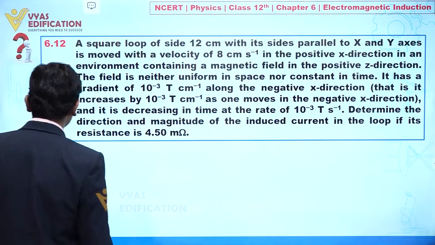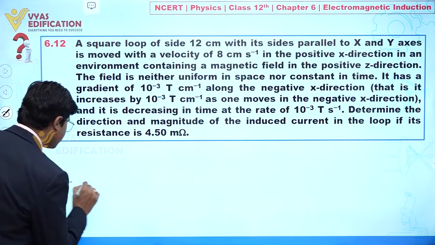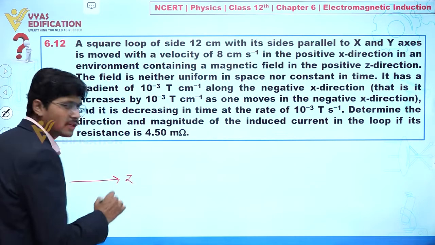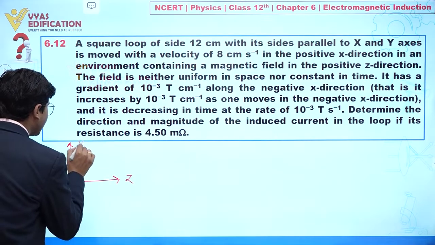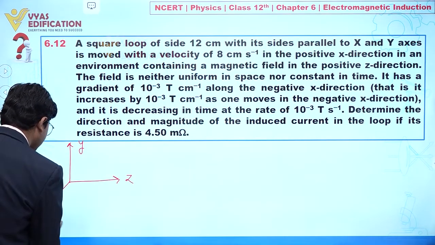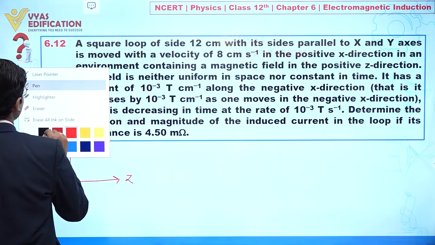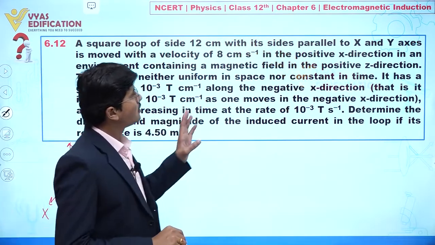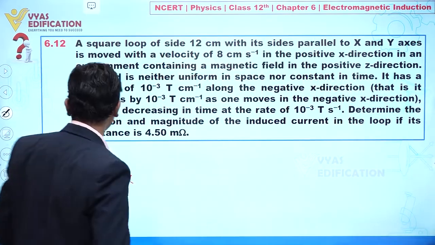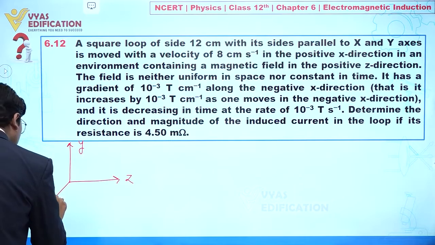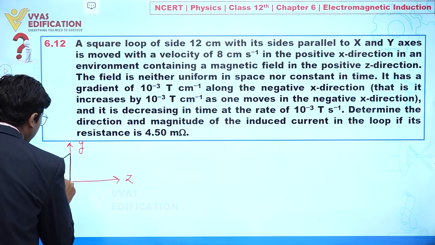So first of all, let's suppose I am drawing here, this is the z axis. I am taking this direction as the z axis. This one is the y axis and this one is the x axis. Now it is also given that the sides of this square lie parallel to the x and y axis. It means I can say this square loop lies in the xy plane.